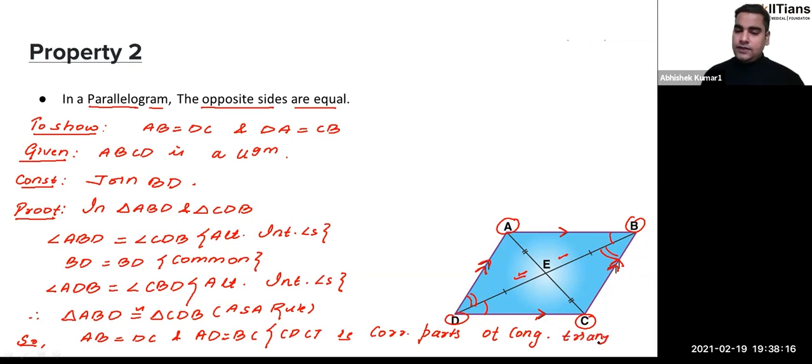Understood? So till here, around 95% of the proof of this particular theorem is exactly similar to the proof that we did of the last theorem. It's just that in the end you have to add one more thing. You have to write that AB is equal to DC and AD is equal to BC by CPCT. That is what you have to mention, and then we will be done with the proof of this particular part. So please go through it, note it, and ask me if you have any query, guys.